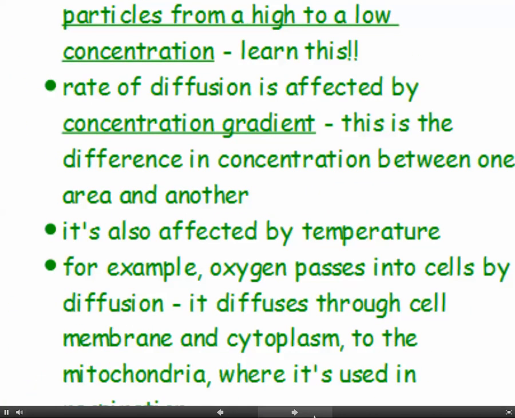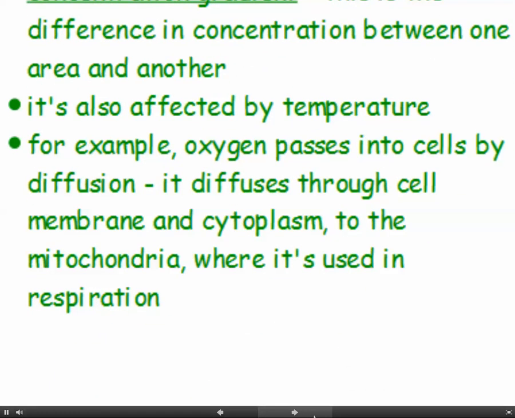Rate of diffusion is also affected by temperature. The warmer it is, the more kinetic energy the molecules have, so the faster they diffuse. Oxygen diffuses into the cells. It diffuses through the cell membrane, then through the cytoplasm, and it diffuses to the mitochondria where it's used in respiration.